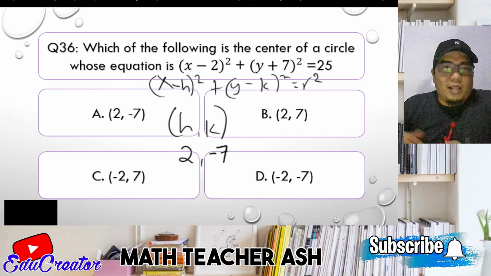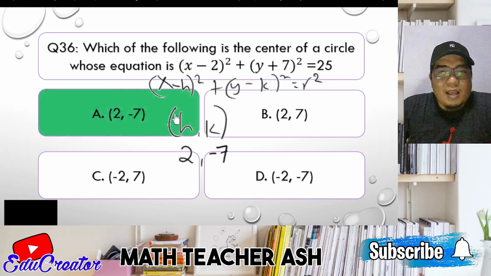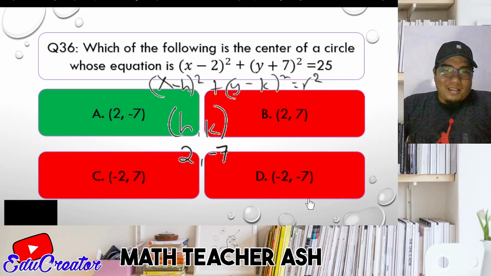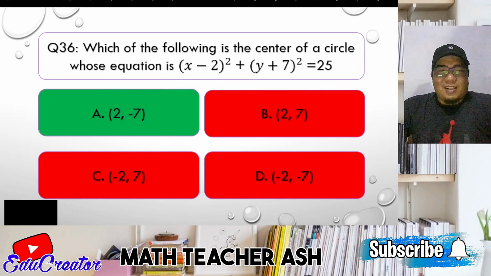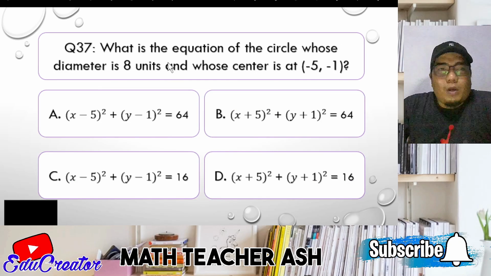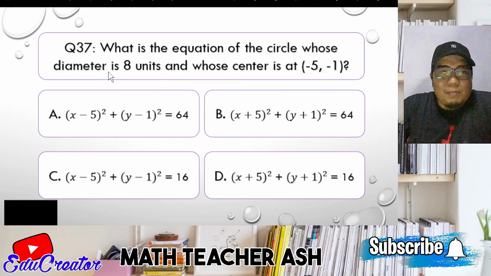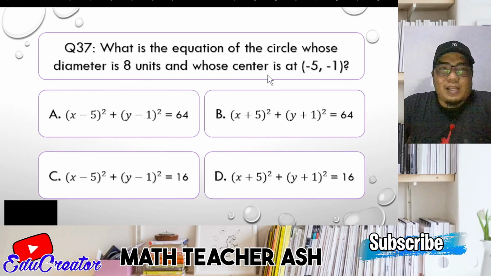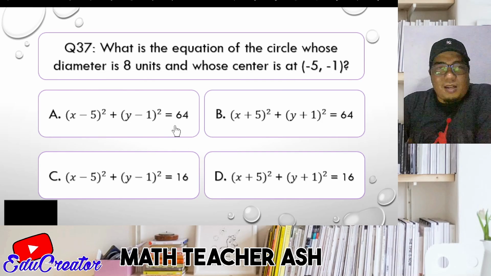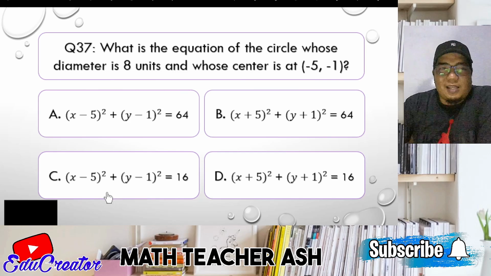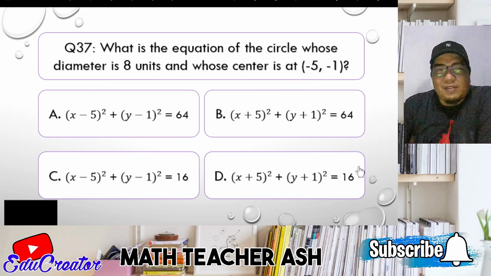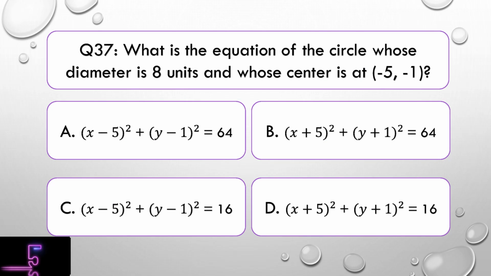Ayun, letter A. Let us try, my dear math learners, whether we are correct. Ayan. Okay. Easy lang talaga, right? My dear math learners. Now, let us go to the next question. Question number 37. What is the equation of the circle whose diameter is 8 units and whose center is at negative 5, negative 1? Okay, is it this one? B, is it this one? C, is it this one? Or letter D, is it this one? Okay, I'll give you 5 seconds to answer this problem.